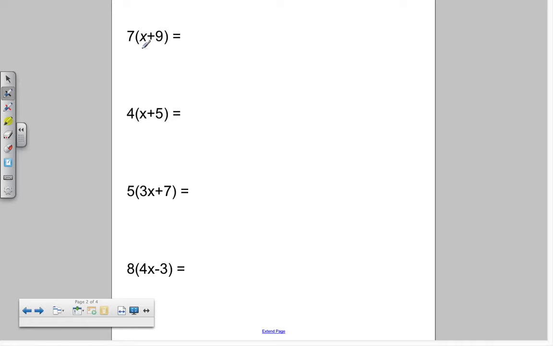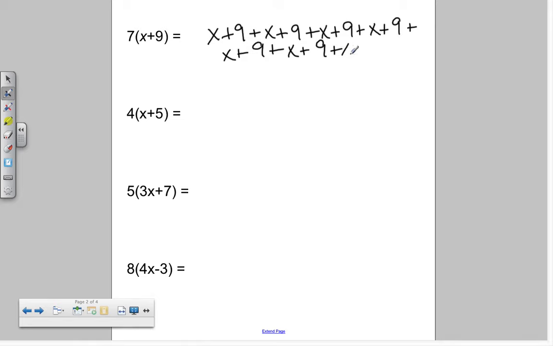Now I have 7 groups of x plus 9. Well, I could list out 7 groups of x plus 9. That would be the long way to do it. Here's 1 group. Here's 2 groups. Here's 3 groups. Here's 4 groups. Here's 5 groups. Are you tired yet? Here's 6 groups. Here's 7 groups. So I could add it up 7 times and get my answer. But that's crazy talk. I can't do it that way. That's going to take forever.